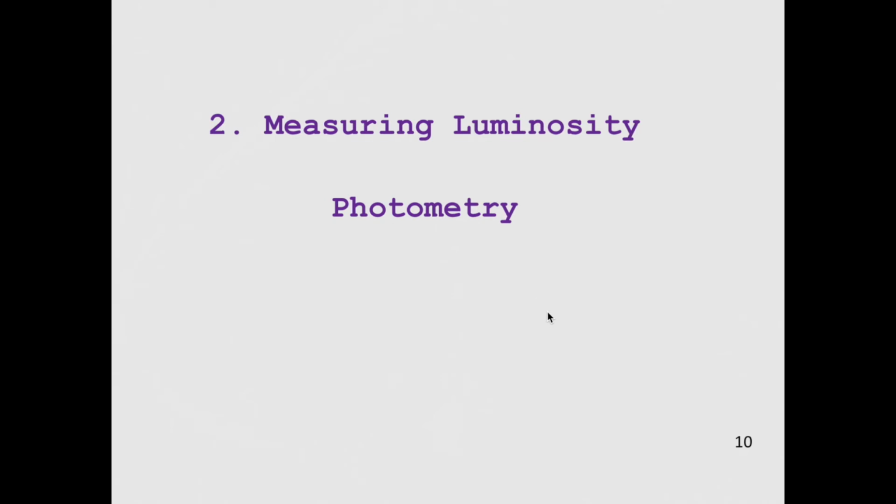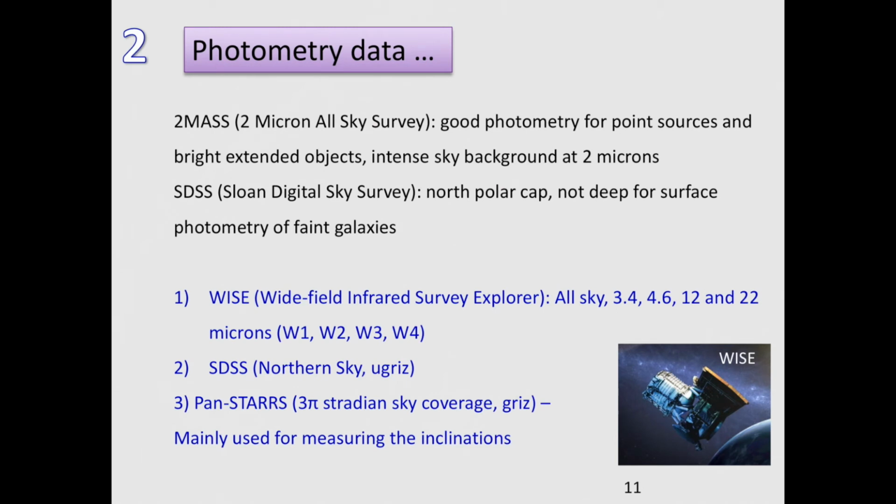The farther away a galaxy is, the less luminous it appears. To do photometry, I use the infrared images provided by the WISE Space Telescope in 4 different bands. One of the advantages of WISE is that it covers the entire sky.